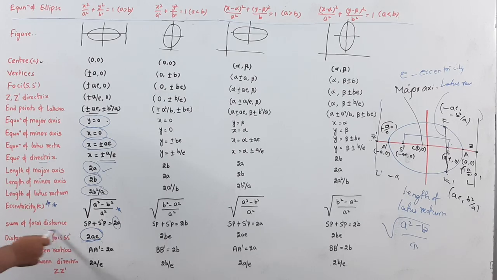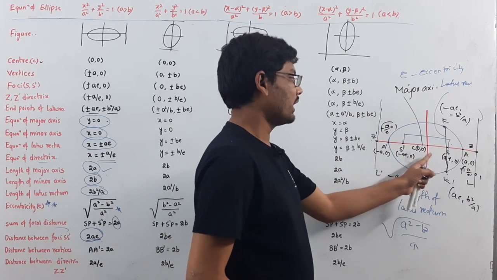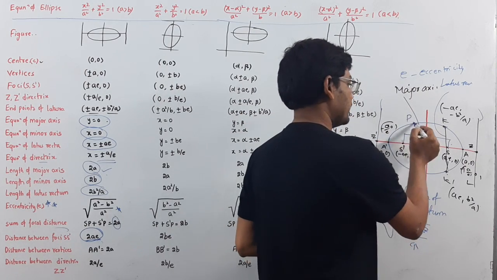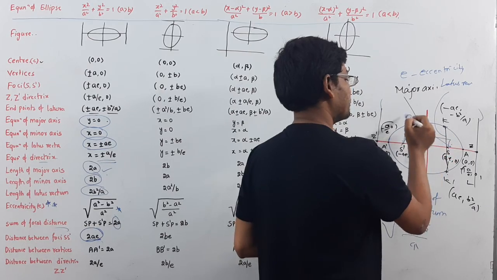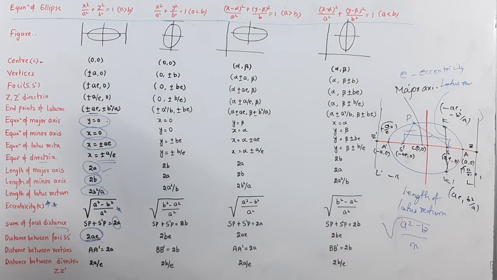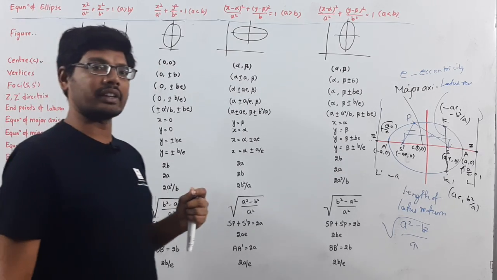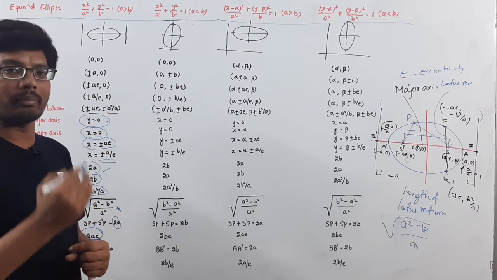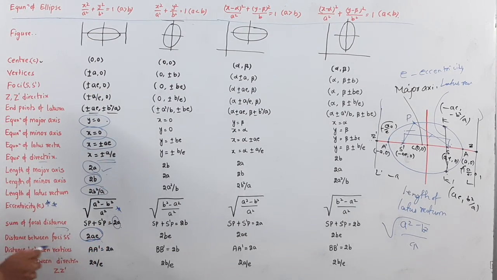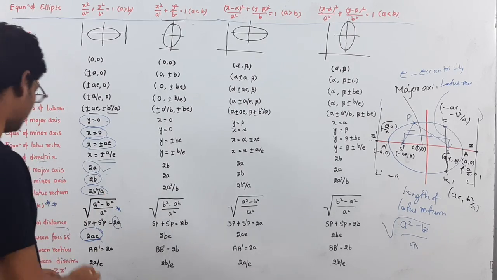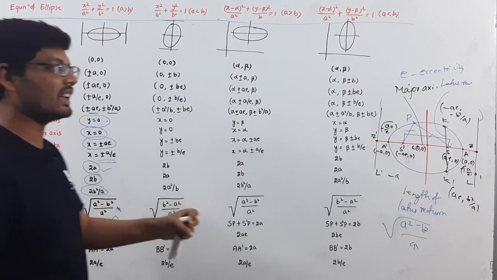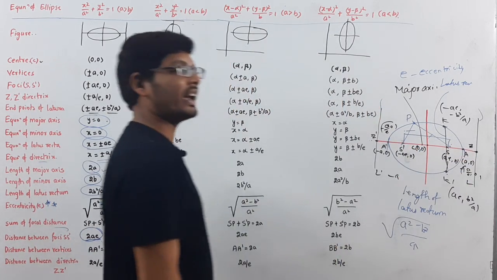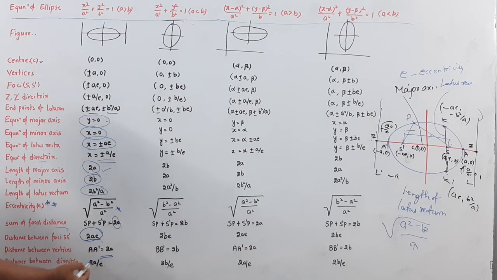Sum of focal distance, SP and SP dash. For example, if you take any point P on an ellipse here, the sum of SP and SP dash is equal to 2a directly. Already in the last case we have discussed how to find the standard form of ellipse, x square by a square plus y square by b square is equal to 1 here. And the distance between vertices, A and A dash, is 2a, again 2a here.